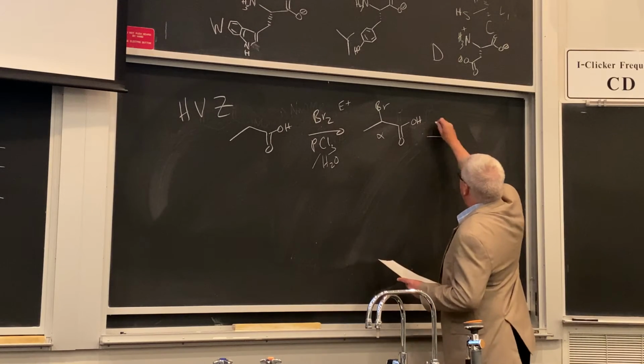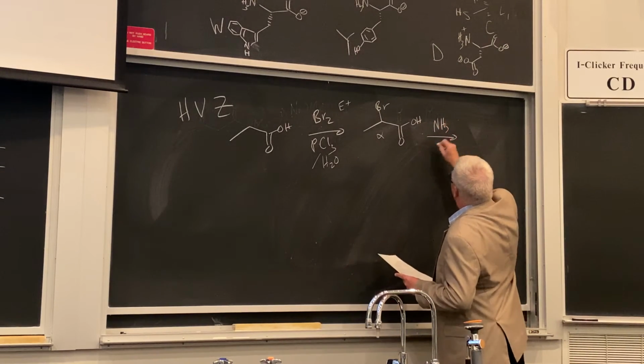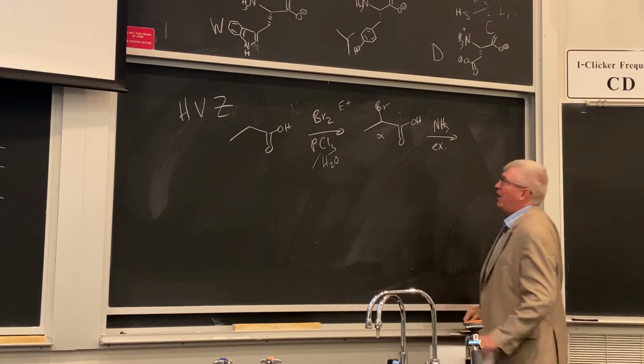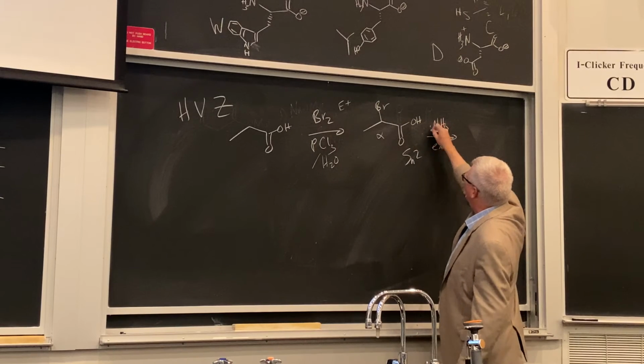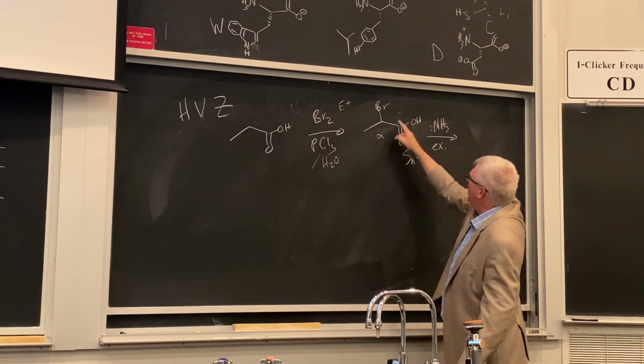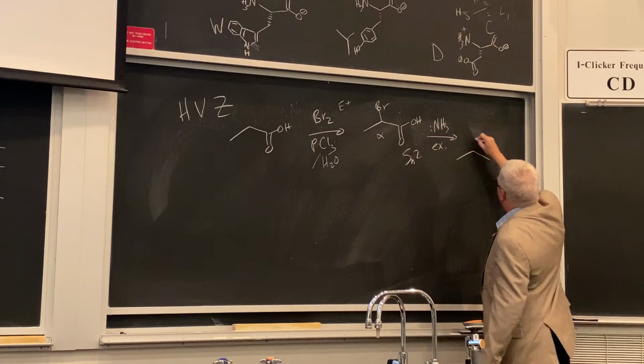And then the next thing is to treat with excess ammonia. Okay? So we've seen this reaction before. It's another SN2 type reaction. Here's our nucleophile. We have excess of it. And what do we go to? We go to the amine.